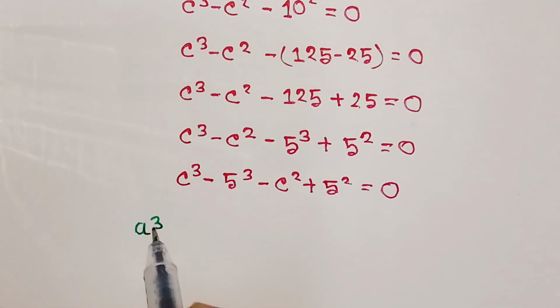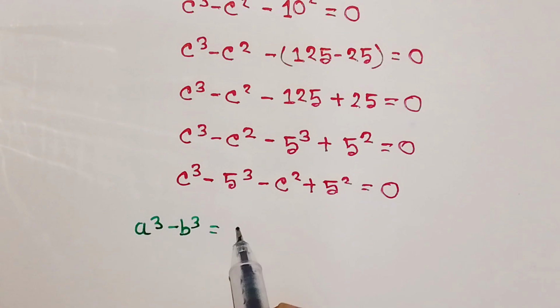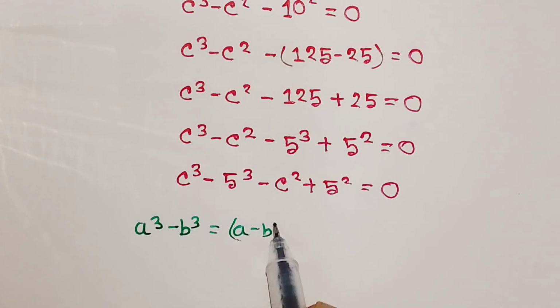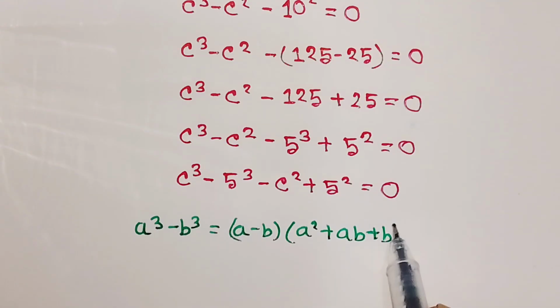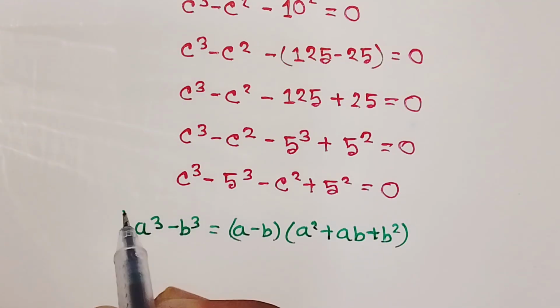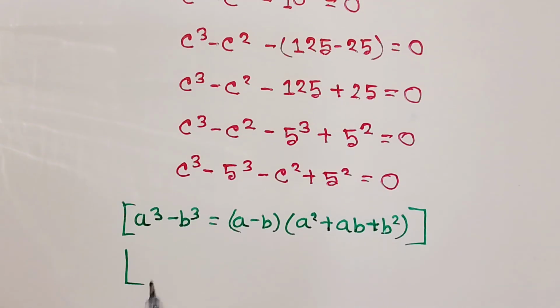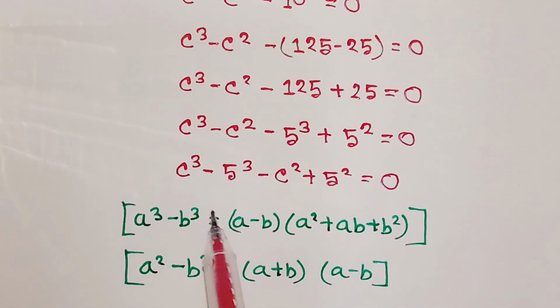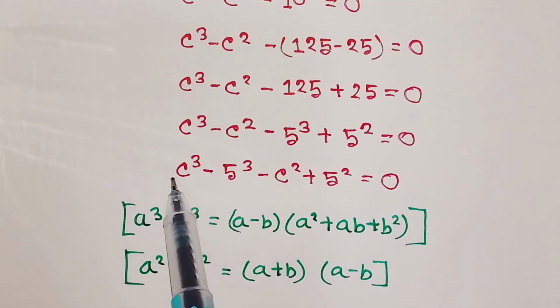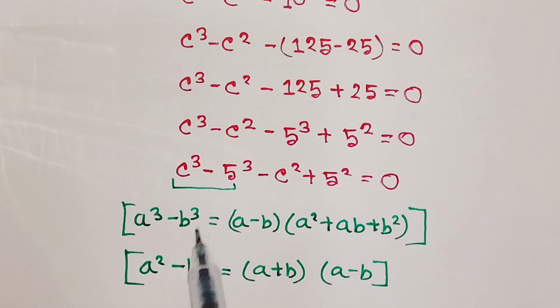It's like a cube minus b cube equal a minus b into a square plus ab plus b square. And the second formula will be a square minus b square, it will be a plus b into a minus b. So generally we want to use this formula, and for this we will use this formula.